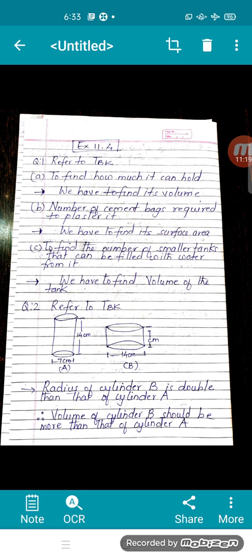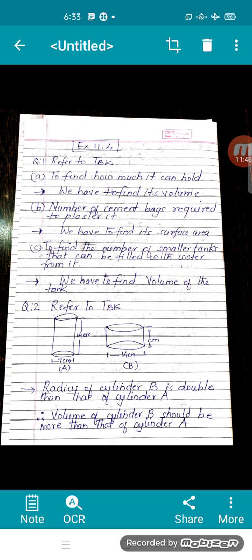Question number 2. There are two figures given. Diameter of cylinder A is 7 cm and height is 14 cm. Diameter of cylinder B is 14 cm, height is 7 cm. Without any calculations, can you suggest whose volume is greater? Verify it by finding the volume of both cylinders. Check whether the cylinder with greater volume has also greater surface area.